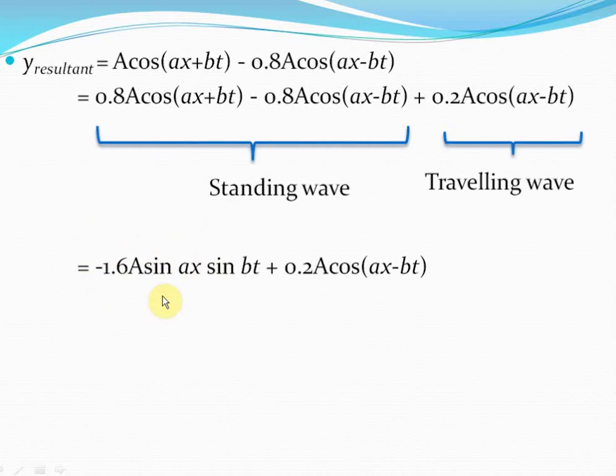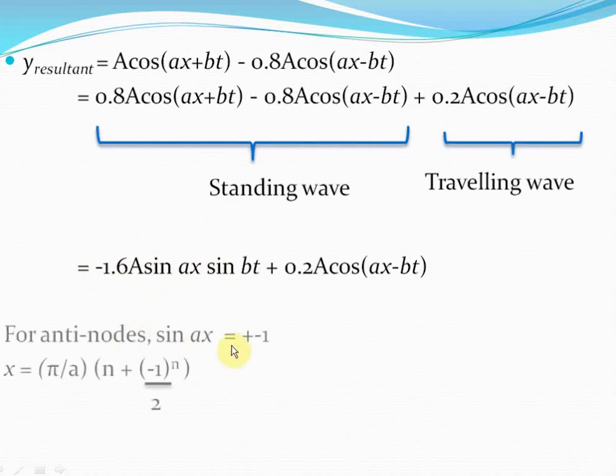This is the amplitude of the standing wave. It will be maximum when sin ax is plus or minus 1. When we do that, we get values of x as x equal to (2n plus minus 1) raised to n by 2. So for all integral values of n, the amplitude of the standing wave will be maximum, or antinodes will occur.